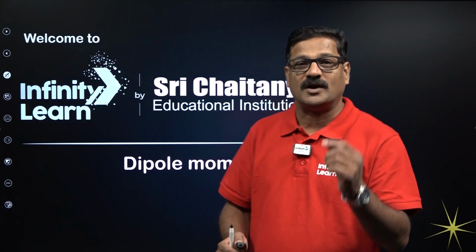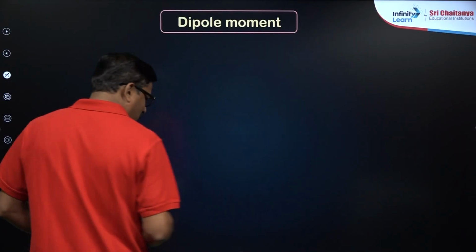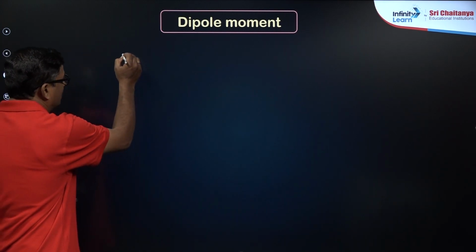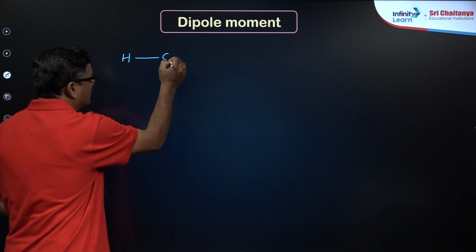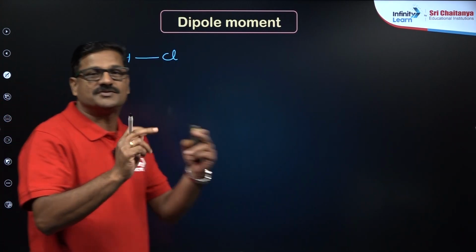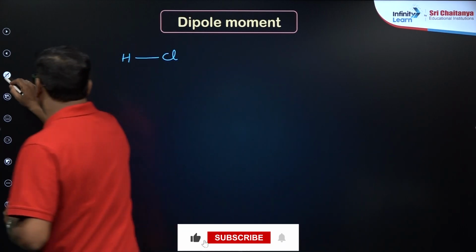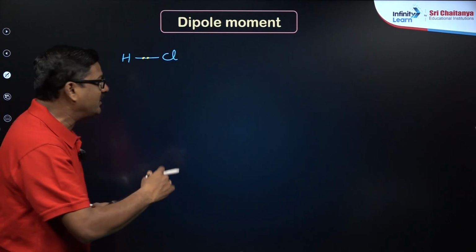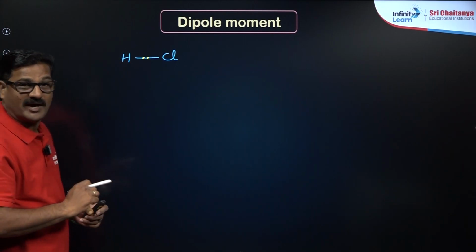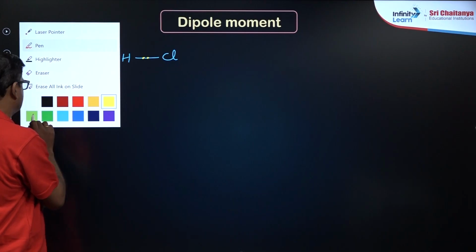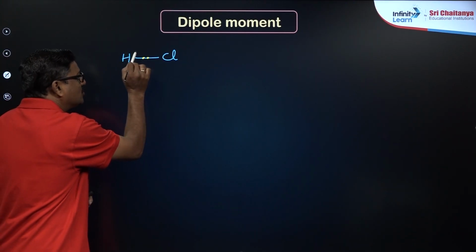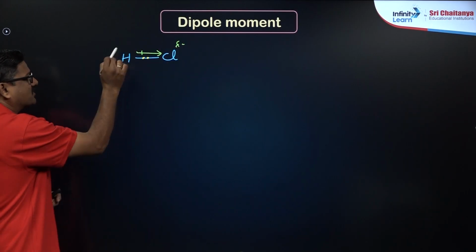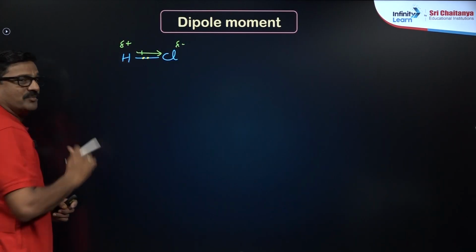So let's begin. What is a dipole moment? Let's talk about a heteroatomic molecule, let's say hydrogen chloride. Hydrogen is bonded covalently with chlorine, so there is a mutual sharing of electrons. An electron pair is being shared between these two atoms. Because of the higher electronegativity of chlorine as compared to hydrogen, the electron pair is slightly shifted towards chlorine, so that chlorine gets a partial negative charge and hydrogen gets a partial positive charge.